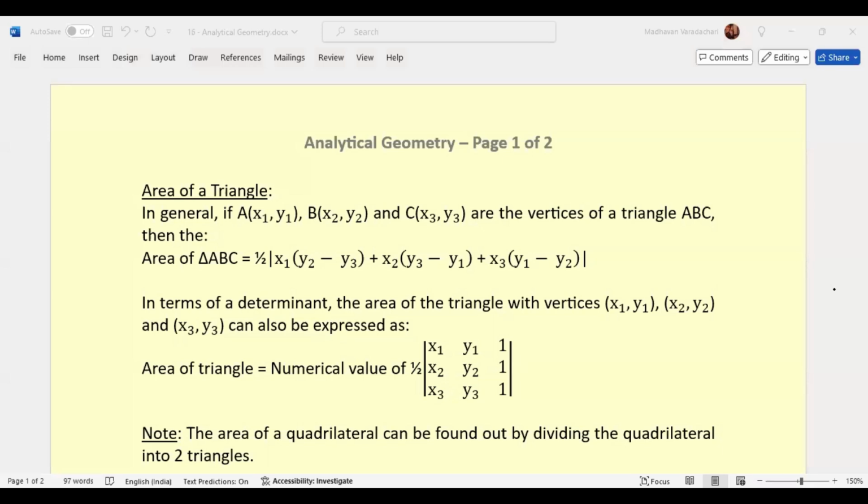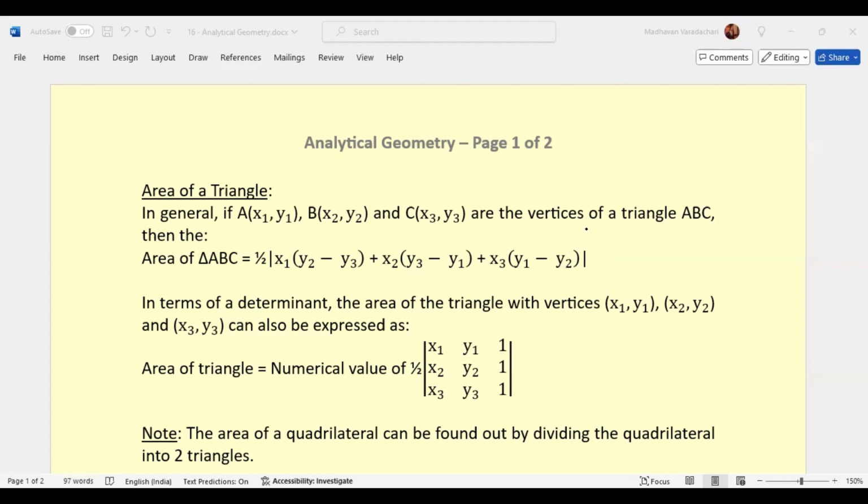Hello everyone. In continuation to our topic analytical geometry, we will here discuss how we find the area of a triangle. In general, if A (x1, y1), B (x2, y2), and C (x3, y3) are the vertices of a triangle ABC, then the area can be calculated as 1/2 times modulus of x1 multiplied by (y2 minus y3) plus x2 multiplied by (y3 minus y1) plus x3 multiplied by (y1 minus y2).